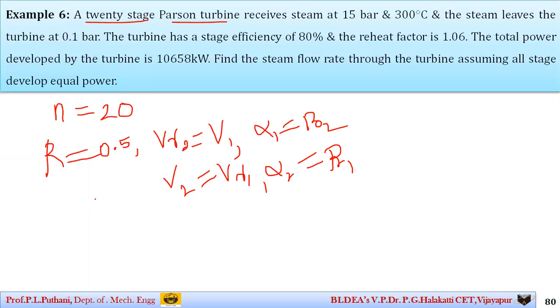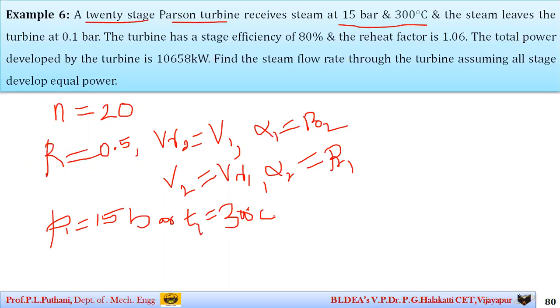Then he says this turbine is receiving steam at 15 bar and 300 degrees Celsius temperature. So the pressure of the steam entering the turbine is 15 bar, and the temperature is 300 degrees Celsius, T1. The steam leaves the turbine at a pressure of 0.1 bar. This is the inlet pressure, and the exit pressure is 0.1 bar after passing through all 20 stages.